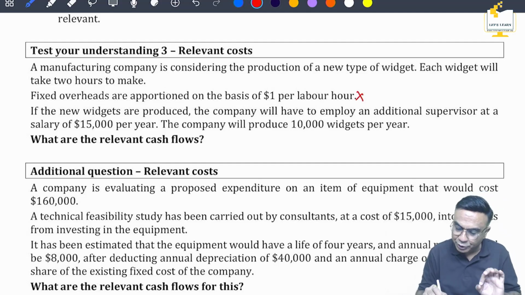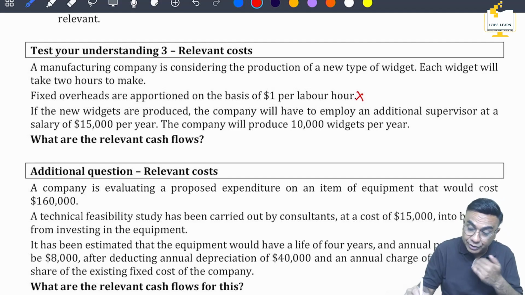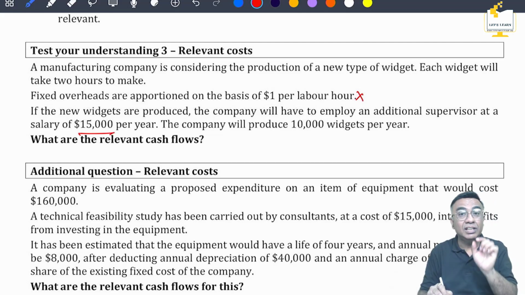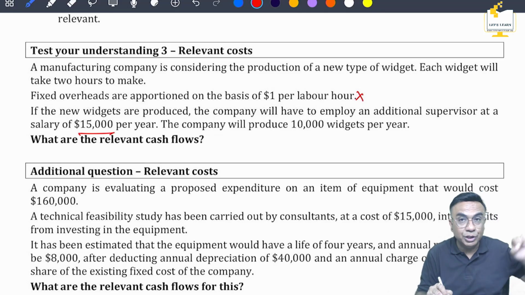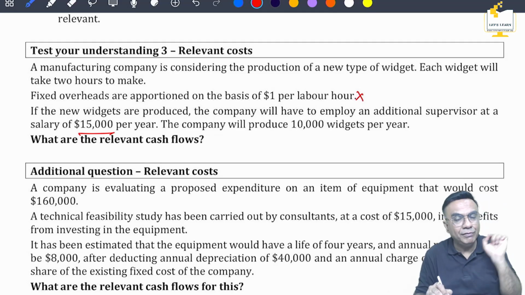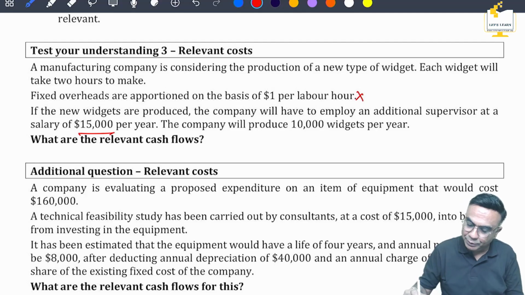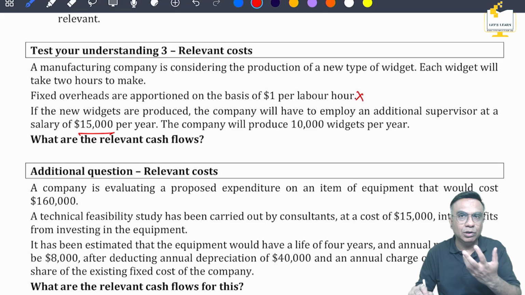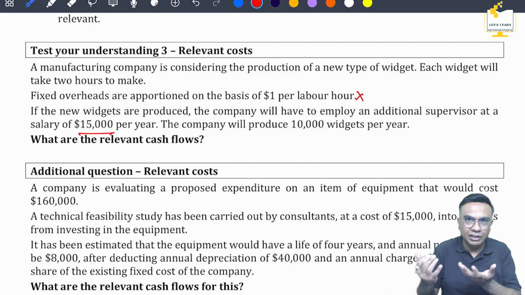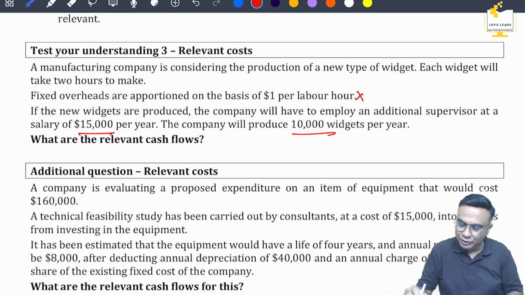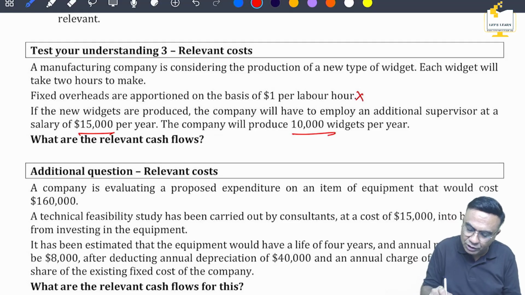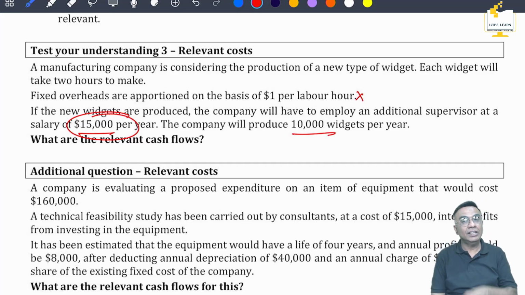If the new widgets are produced, the company will have to employ an additional supervisor at a salary of 15,000 per annum. So this is the relevant cost. Because of this new project, you are going to pay 15,000 salary. Because of this new project, you are going to appoint that supervisor. So this is the relevant cost. And the company produces 10,000 widgets. This quantity is not affecting this question. So what are the relevant cash flows? Only this 15,000 salary is the relevant cost in this example.